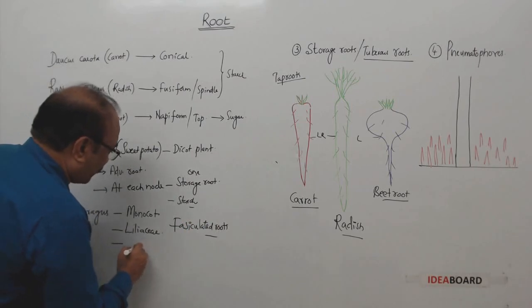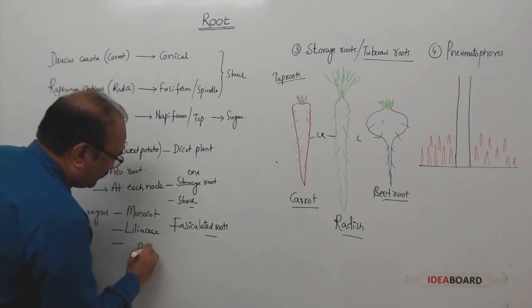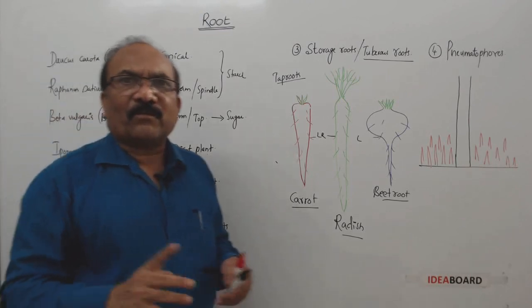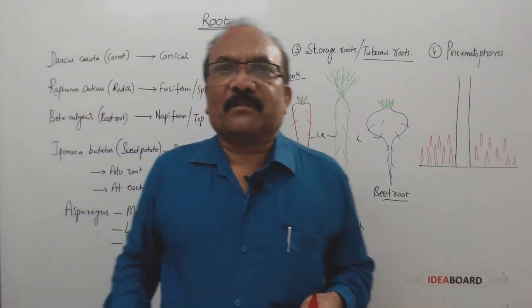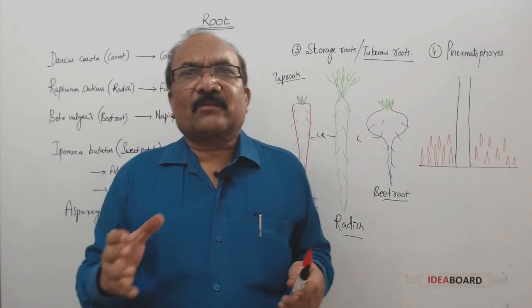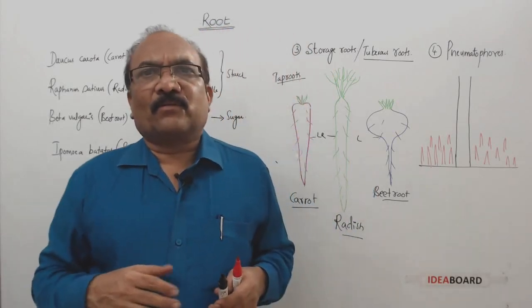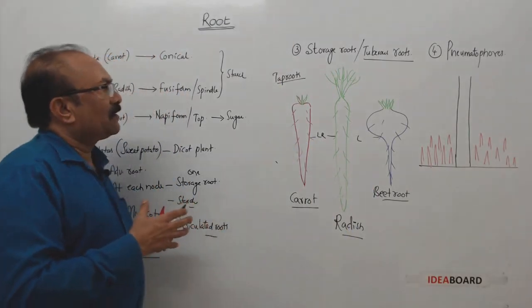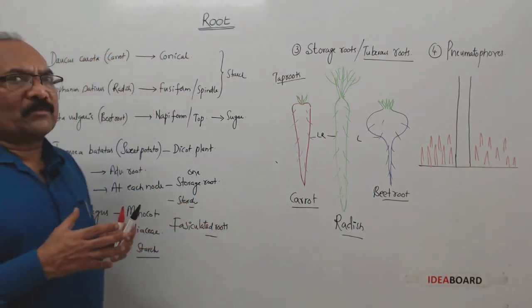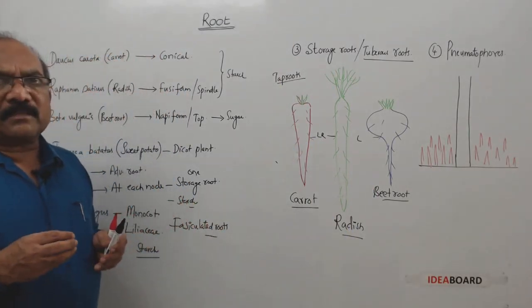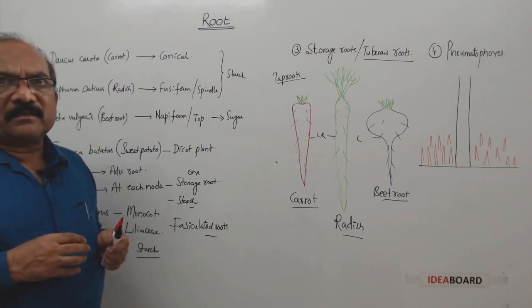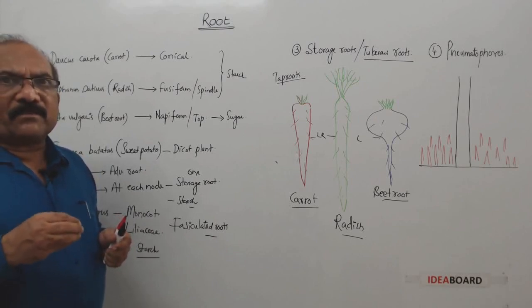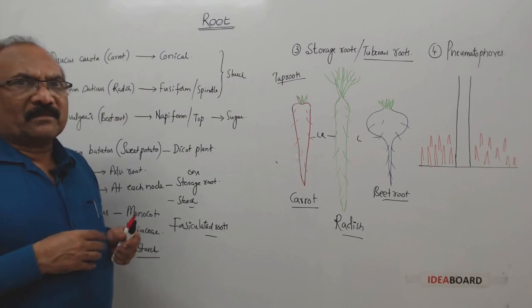Even in asparagus, the food material is stored in the form of starch, but the major amount is what? Water. So that's why asparagus is a succulent xerophyte, a root succulent. These are all the storage roots or tuberous roots, and of course, you remember one thing: what are they storing for? They store food material for future use.